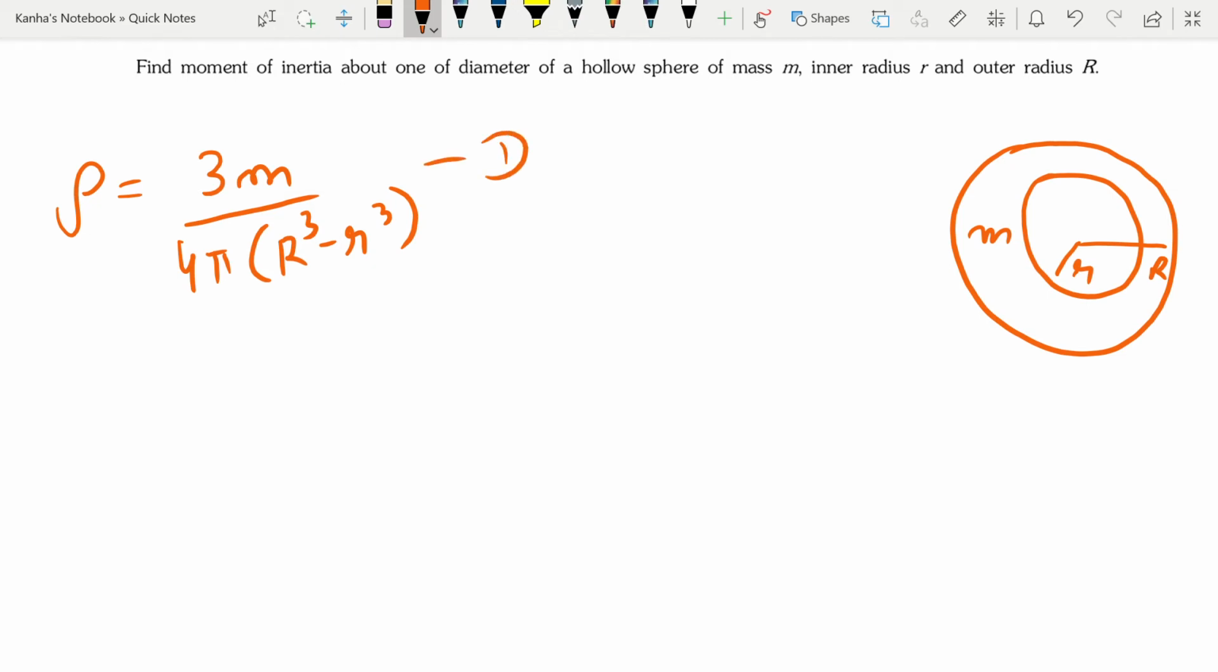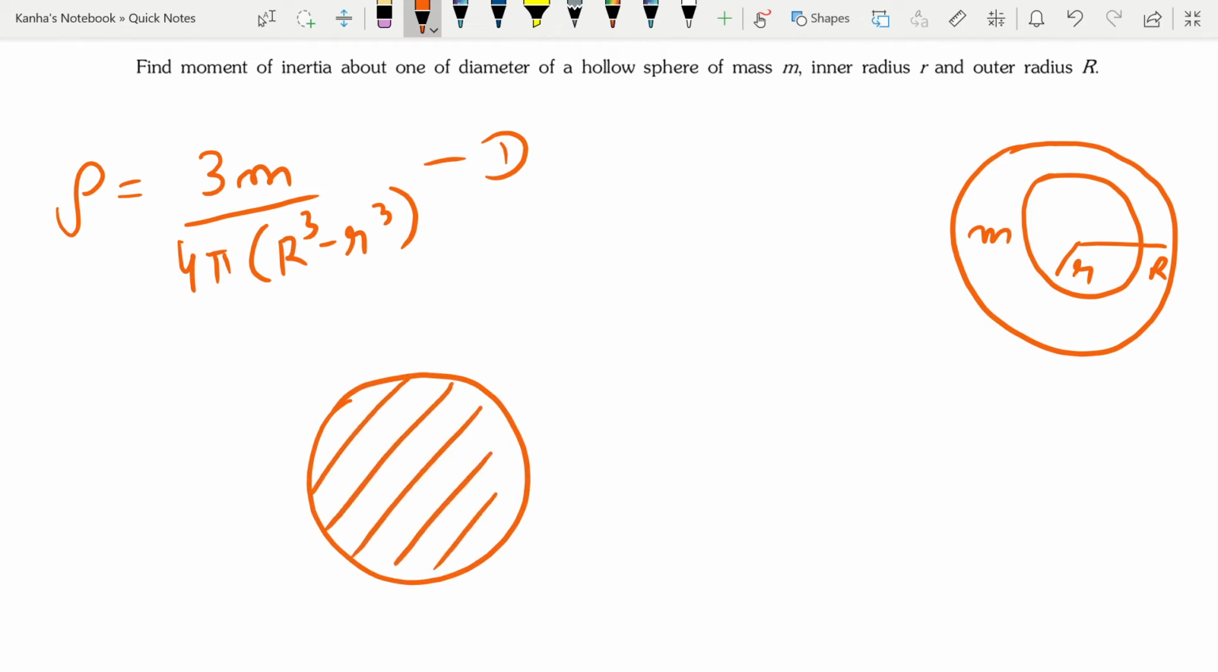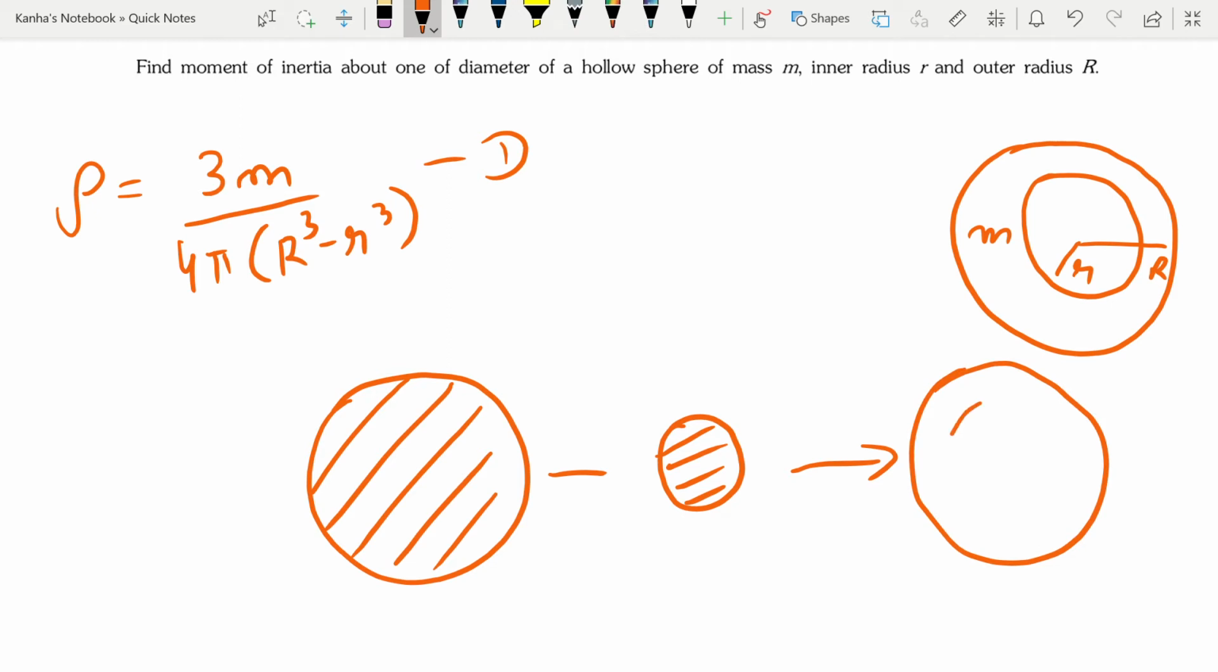Now let me draw the complete sphere as well. So this is your complete solid sphere. When I subtract a small sphere from this, I get this hollow sphere. We are interested in this hollow sphere. So what will I do?